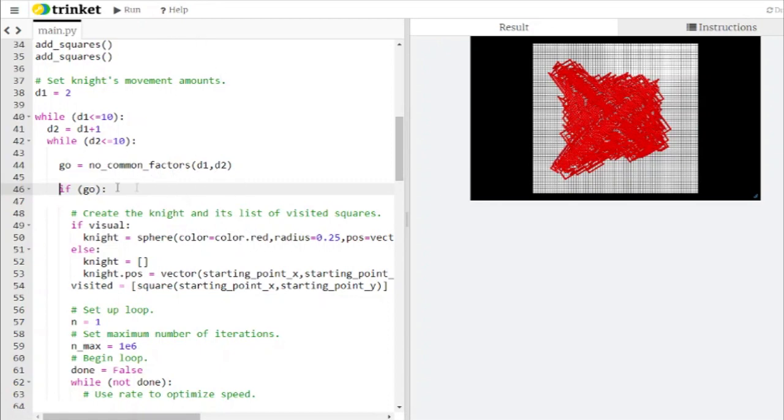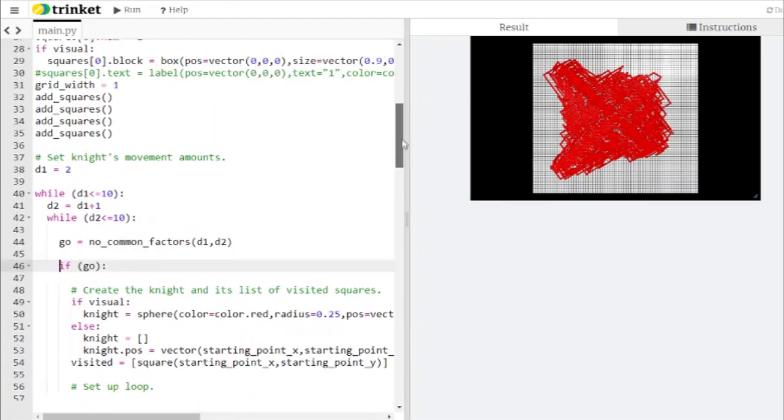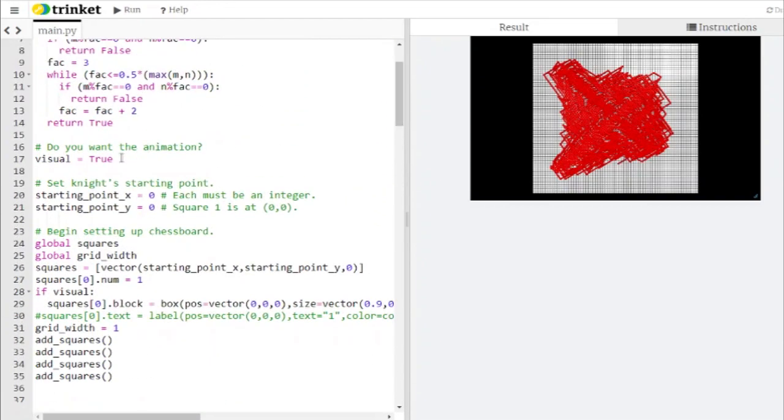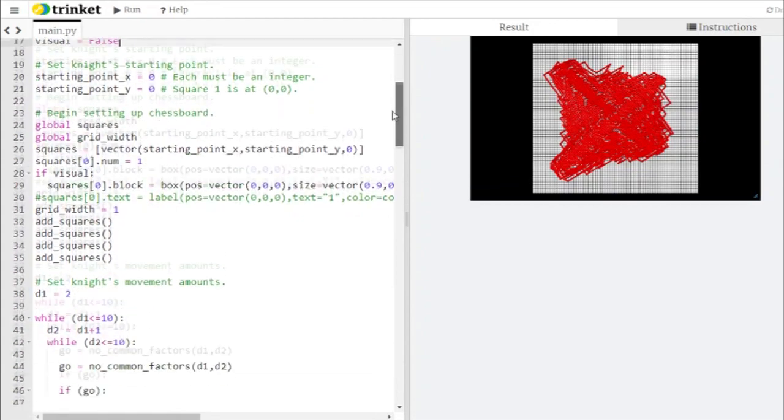So up above, I've got a function that will check for whether D1 and D2 have any common factors. And so we're only going to go if there are no common factors. And of course, since this is a bit more intensive than the last code, we're doing this over and over again, I've set up an option where you can turn off the visual. So if you change this visual to visual equals false, it won't run this animation over here. And that lets it go a little bit faster. I actually downloaded this code to my desktop and ran it on the desktop itself rather than on the Trinket server, just to get the fastest possible speed out of it.